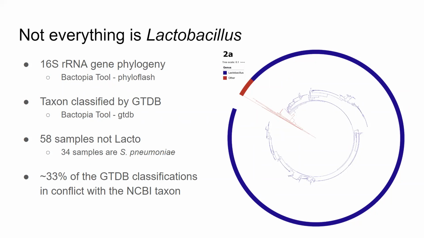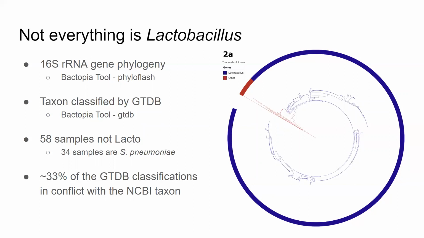There were only a handful of samples that PhyloFlash was not able to reconstruct a 16S gene for, but that's fine, it was not that big a deal. Then we used the GTDB toolkit to basically classify each sample. GTDB is the Genome Taxonomy Database. And we found that there were 58 samples labeled as Lactobacillus in SRA that, based on GTDB, are not Lactobacillus.